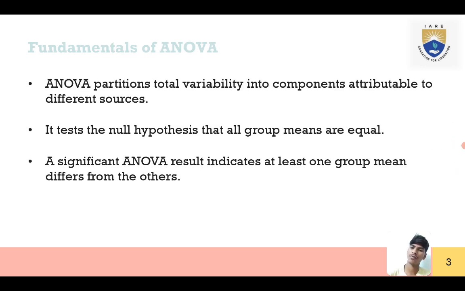Fundamentals of ANOVA. ANOVA partitions total variability into components attributable to different sources. It tests the null hypothesis that our group means are equal. A significant ANOVA result indicates at least one group mean differs from the others.